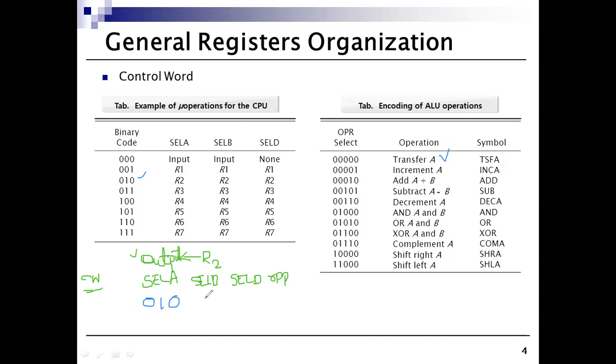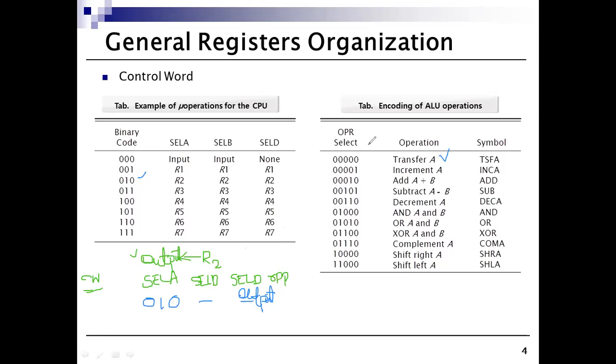And next, what about SELB? 0, 0, 0. All zeros. SELB we are not using right now, because we are transferring onto the output device. So SELB is dash. Next, SELD is your output. SELD is also not any one of the registers, that is also dash. It means we will be using output only here. If none of the load lines is activated, it means output is selected.